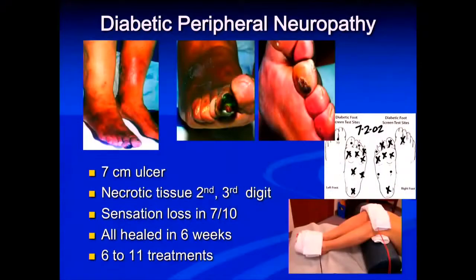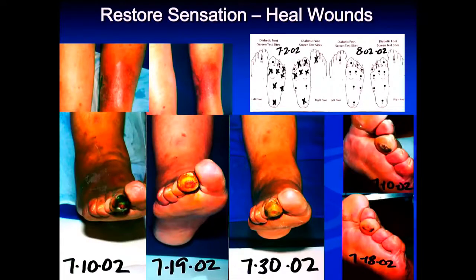We'll try. Diabetic peripheral neuropathies, those of you that see diabetic patients. This patient was scheduled to have this toe amputated, but they were waiting to see if it would get worse. He had necrosis in the 2nd and 3rd digits, sensation lost in 7 out of 10 areas in his foot, and they were all healed in 6 weeks, in between 6 and 11 treatments.